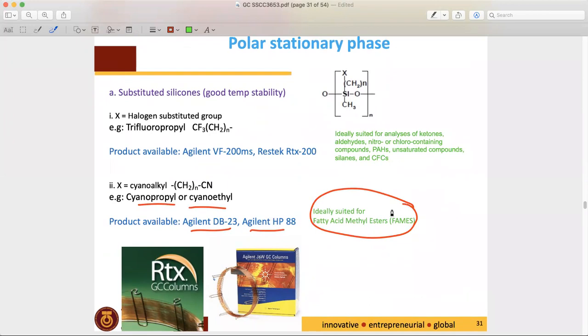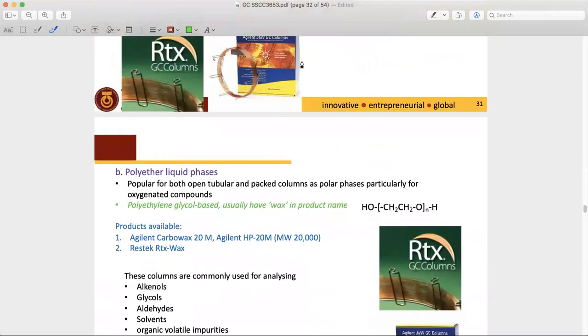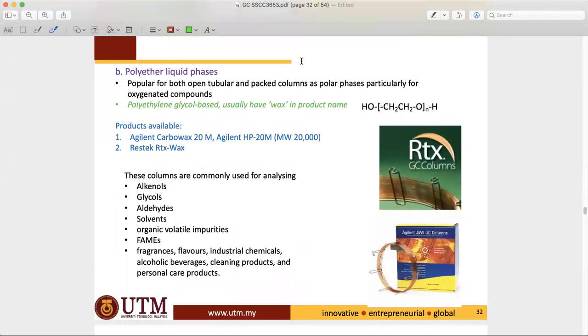So that's why I said initially, when you have a sample, you need to know what is the right column for you to use. You already know the theory of it. Okay, I have a non-polar analyte, so I need to use a non-polar column, but which column is the best for me? Sometimes these companies have created a column which is suitable for some analytes. For example, if you want to analyze fatty acid methyl ester, you will need to use either these two, which is a polar stationary phase. Okay? Right. These are other examples of polar column.